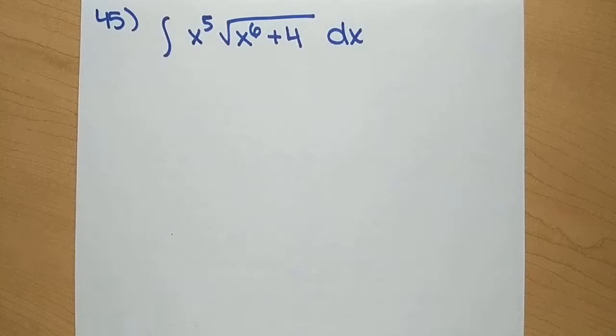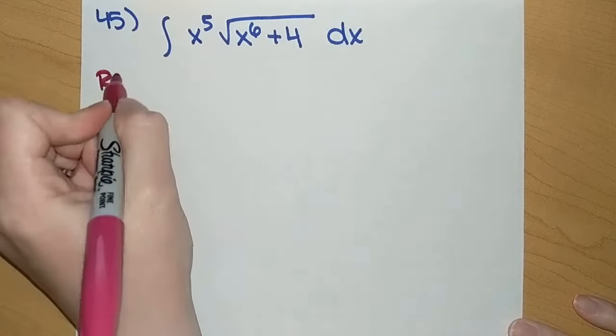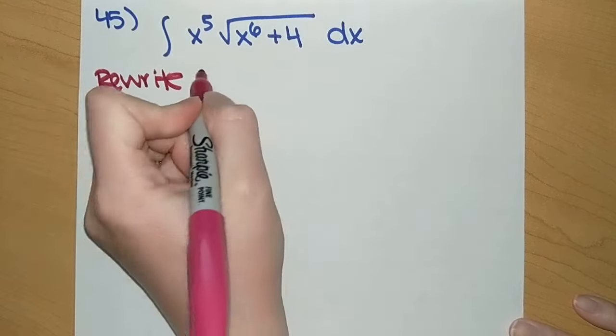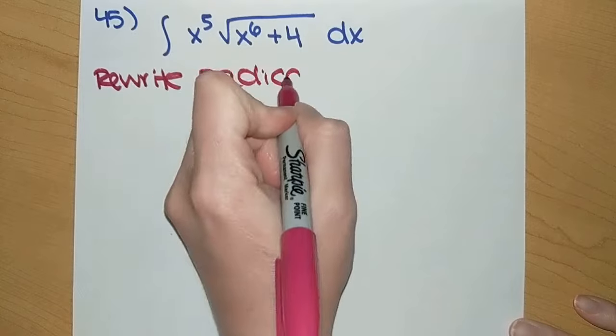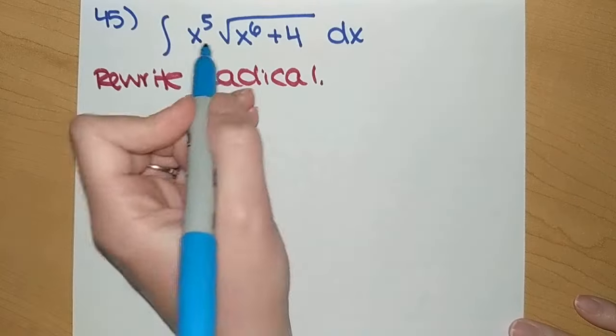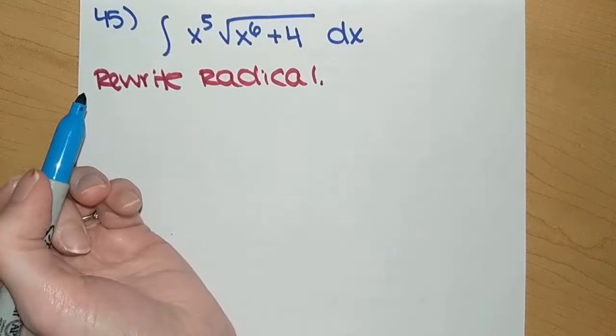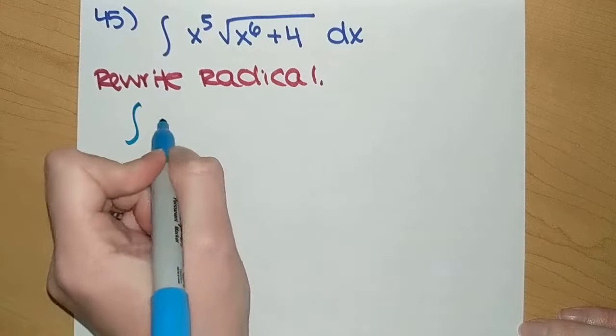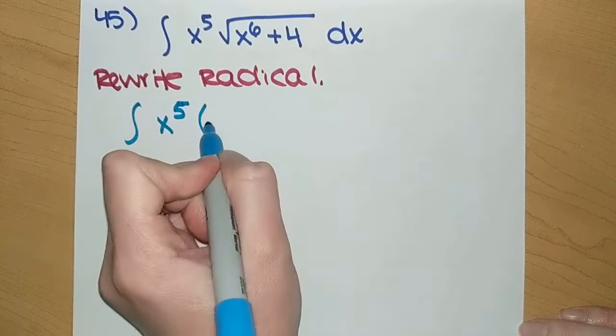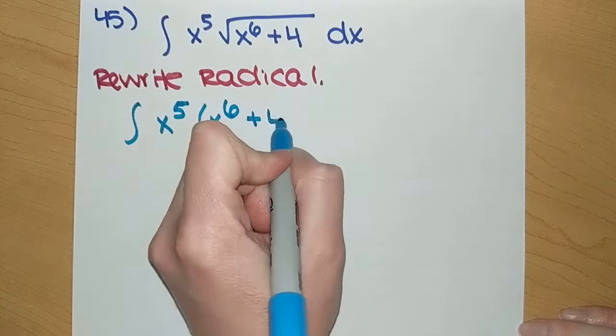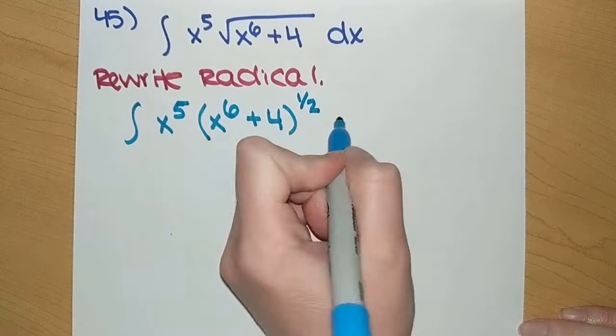This question, the first thing is, if you were trying to take the derivative, you would be rewriting the radical. So with integration, we're going to want to do the same thing. We're going to want to rewrite the radical. So we're going to start off by writing that square root as a 1/2 power. So this will become x to the 5th and then x to the 6th plus 4 to the 1/2 power dx.